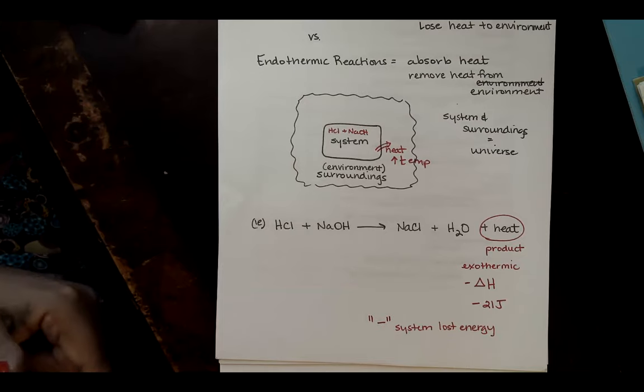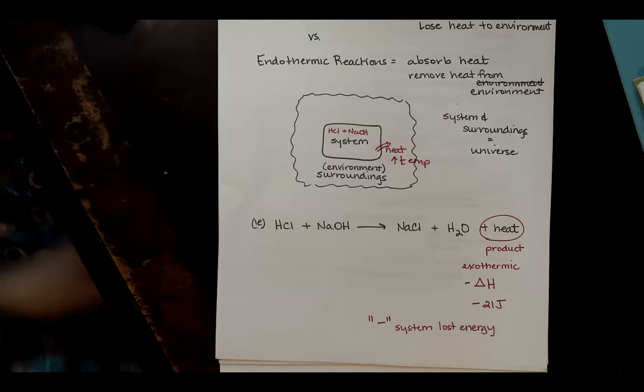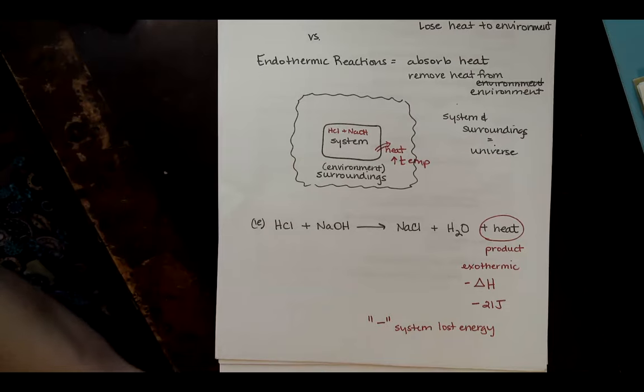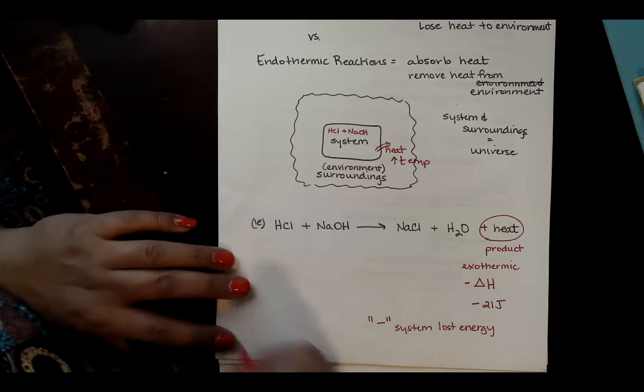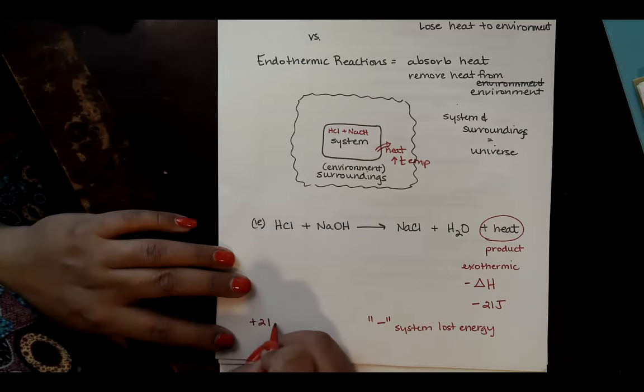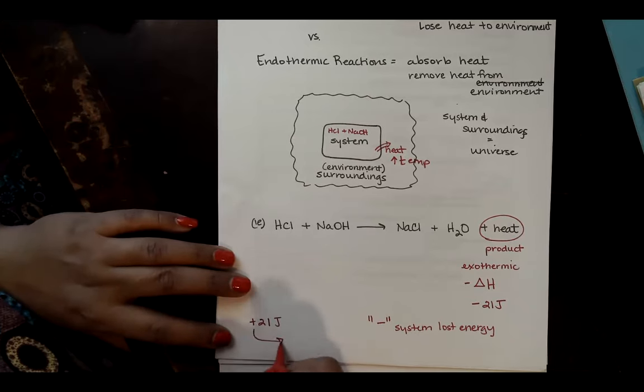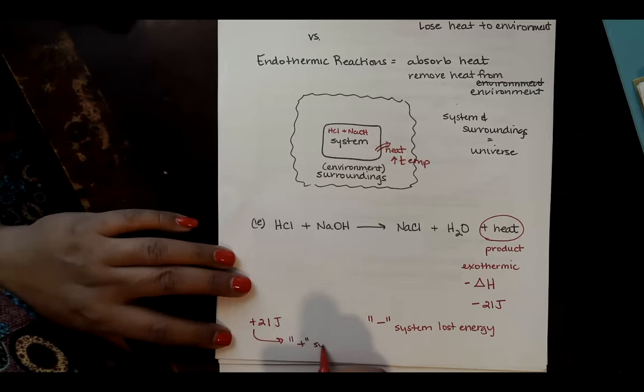Versus if we had a different chemical reaction that was endothermic, let me find an example of an endothermic reaction real quick. I wanted to write one out for you. If we had something that said plus 21 joules of energy, then the plus sign would indicate that the system gained energy.